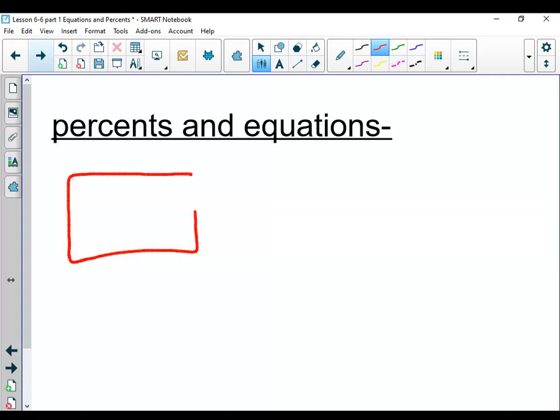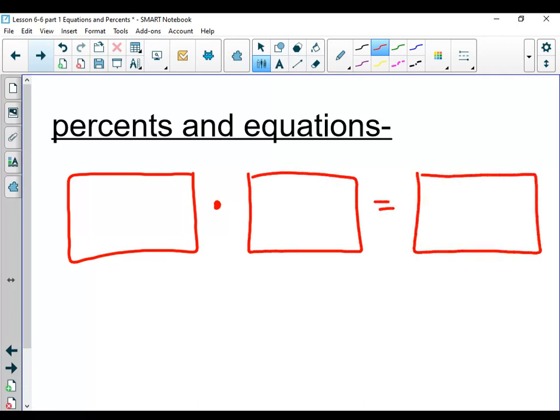This is not a proportion. It's an equation. Something times something equals something. And now, what are the somethings? The first something is the percent as a decimal.